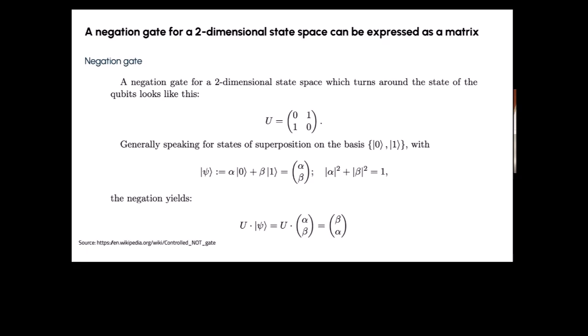So if you multiply this with a qubit which is in state 1, 0, you get out a register with states 0 and 1. And if you multiply this, you get out states 1 and 0. And now we have a superposition psi on the basis of 0 and 1 on a 2-qubit computer. This means there are linear combinations of alpha times 0 plus beta times 1.